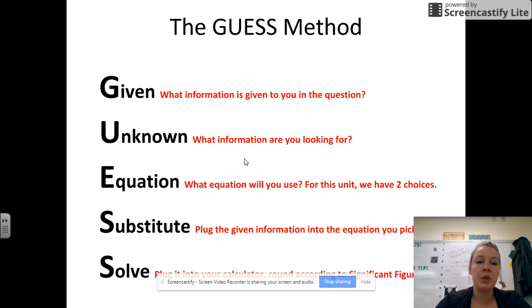Okay, so in this class, we're going to be using the GUESS method. My students are familiar with this. Ms. Bakeman's students might not be familiar with this yet, so I'm going to do my best to teach it to you. GUESS, G-U-E-S-S, is an acronym that we use to set up math problems. G is for given, U is for unknown, E, equation, S, substitute, and the other S, solve. I'd like you to take a minute to pause the video to go ahead and read through each of these red points.